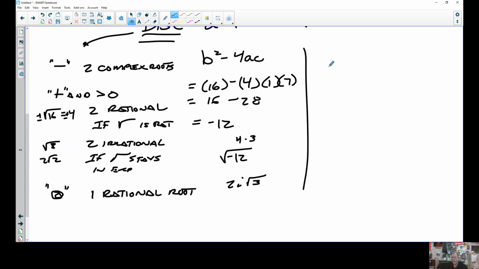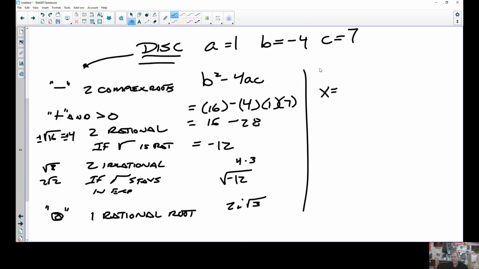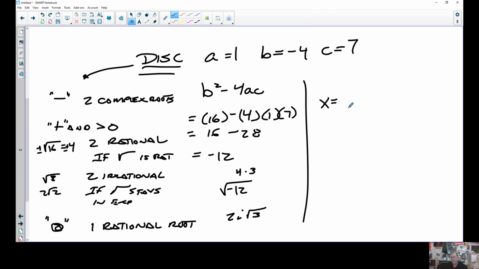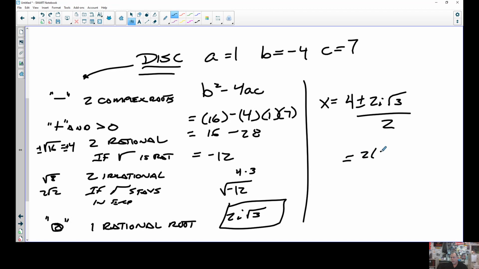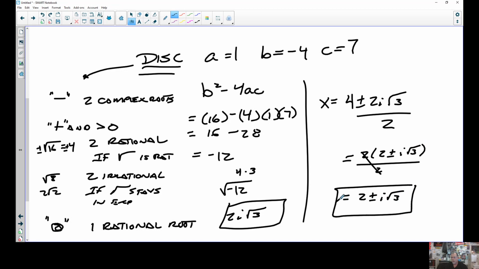Now I can do my quadratic formula easily because x is going to equal -b. So the opposite of b, -4, is going to be 4, plus or minus 2i root 3, all over 2a, which is 2. So I can factor the top, taking a 2 out, and leave 2 plus or minus i root 3, and that's a 2 on the bottom. Those cancel. So my solution would just be 2 plus or minus i root 3. We have our 2 solutions for that using the quadratic formula.